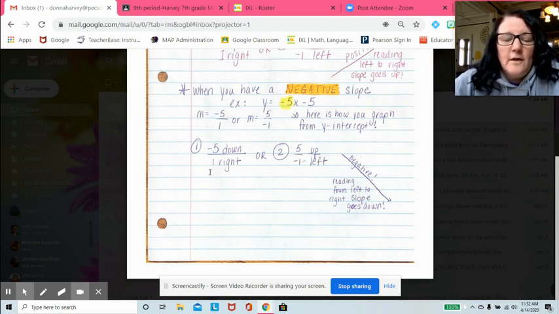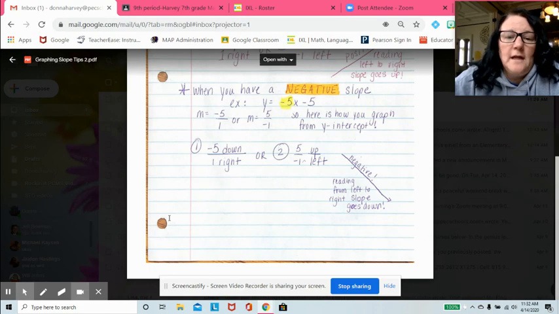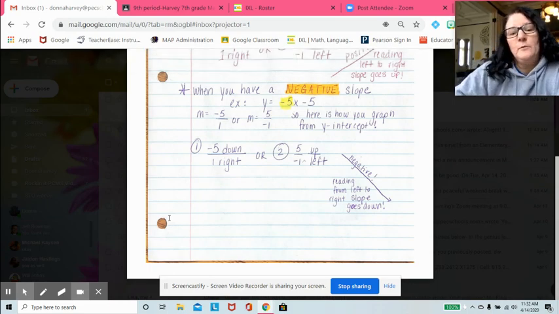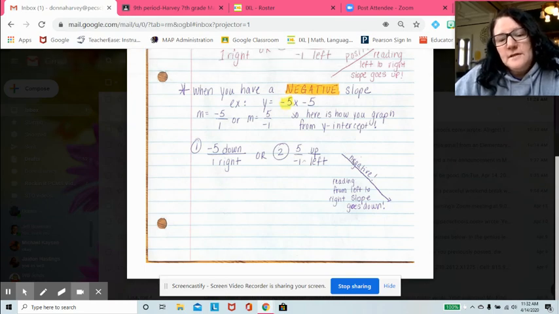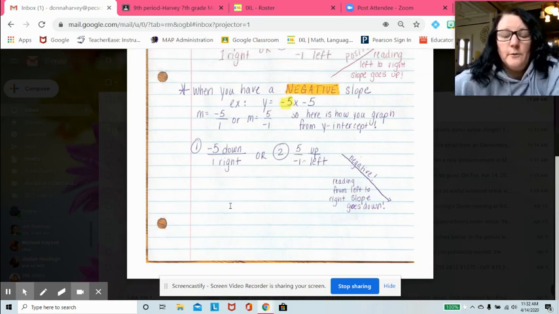Okay, because either way of those, negative 5 divided by 1 or 5 divided by negative 1 will give you the answer of negative 5, which is your slope. And then when you graph those 3 points and make your line, you will see that your line will go down. Reading from left to right, your line will go down, and that's a negative slope. So then you know you did it right.